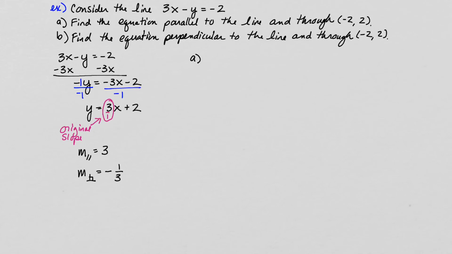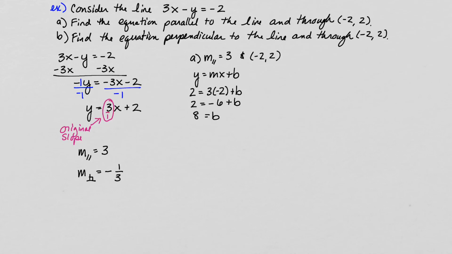Okay, so in part A, we're going to use the parallel slope because part A asks us to find the line that was parallel. So in part A, the parallel slope is equal to 3, and we have that point negative 2, 2. So we're going to start with y equals mx plus b. So 2 is going to be equal to 3 times negative 2 plus b. So 2 is equal to negative 6 plus b. So add 6 to both sides, and b turns out to be equal to 8.